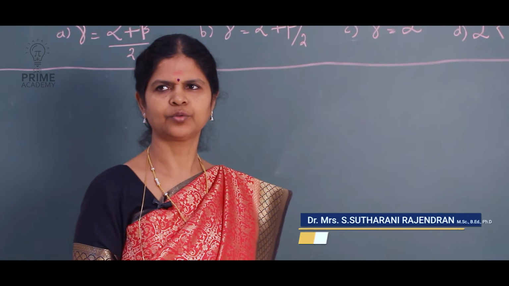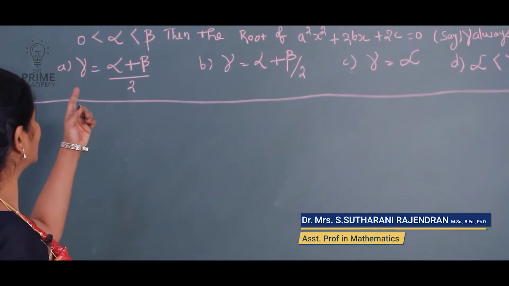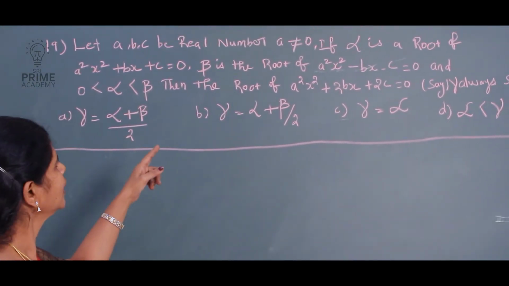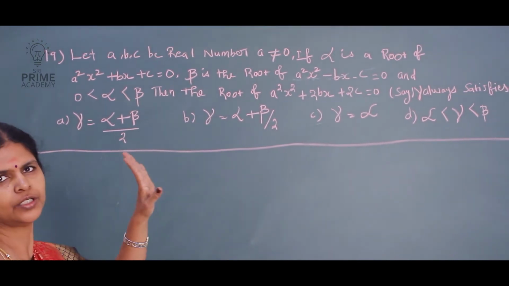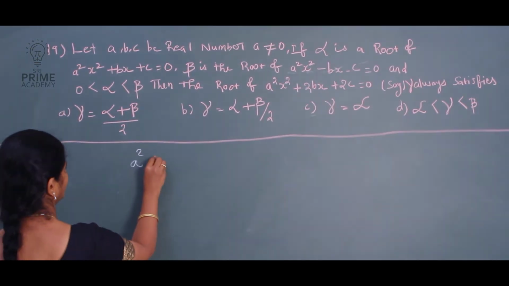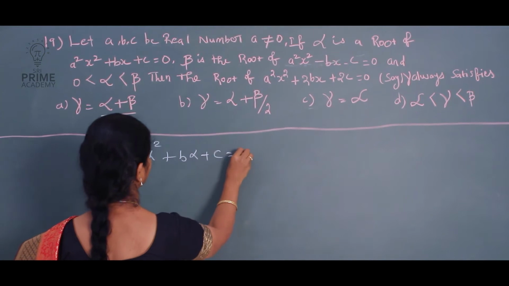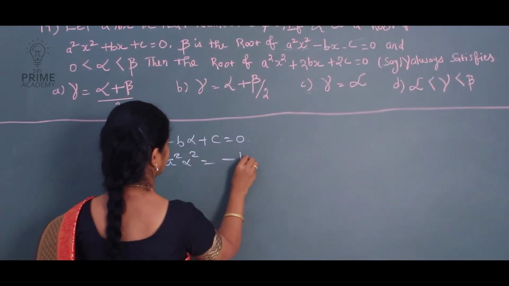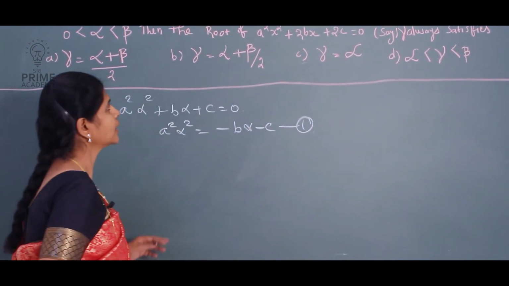You have to find the roots of this equation. You are given the equation a square x square plus bx plus c has alpha as a root, and beta as a root of a square x square minus bx minus c equal to 0. Substitute this equation, you get a square alpha square plus b alpha plus c equal to 0. So a square alpha square equal to minus b alpha minus c. Mark this equation number 1.